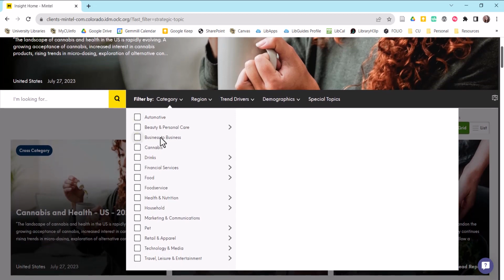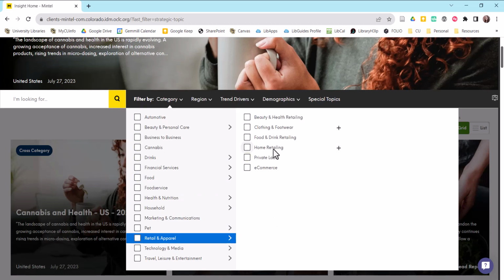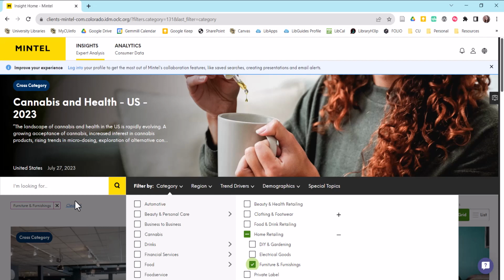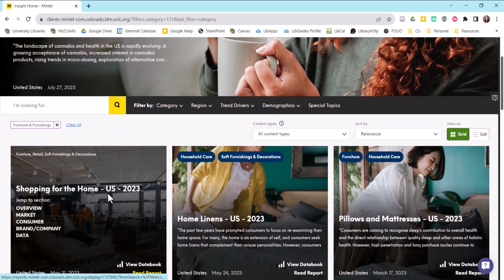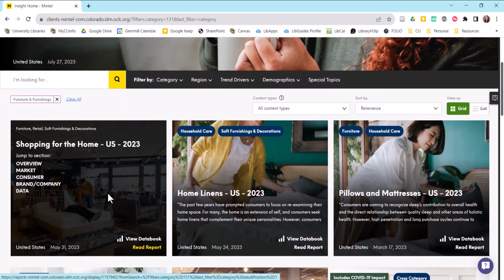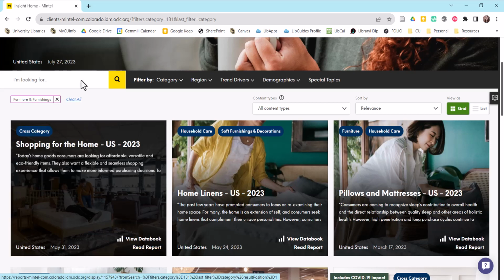For example, perhaps you're wanting to market office furniture that promotes employee well-being. That's pretty specific, but there is a category for furniture and furnishings. So perhaps you could learn something by looking at those market research reports and extrapolate to the kind of product or service you're trying to market.